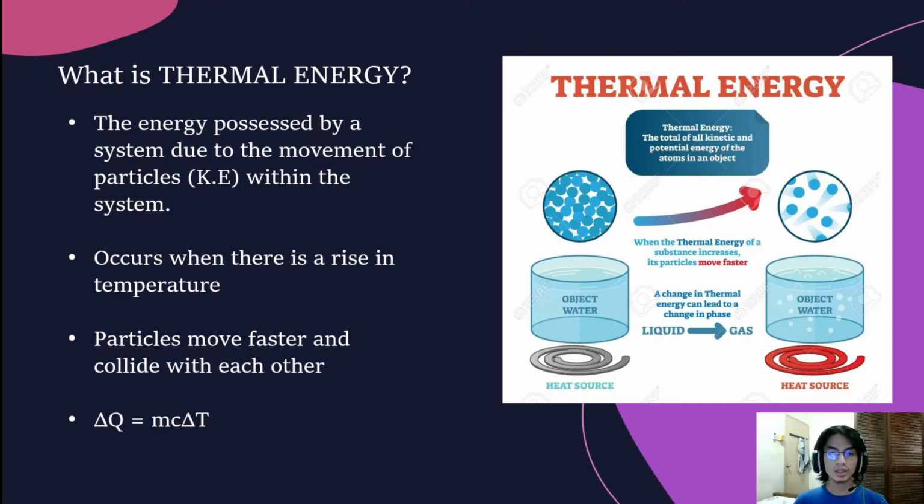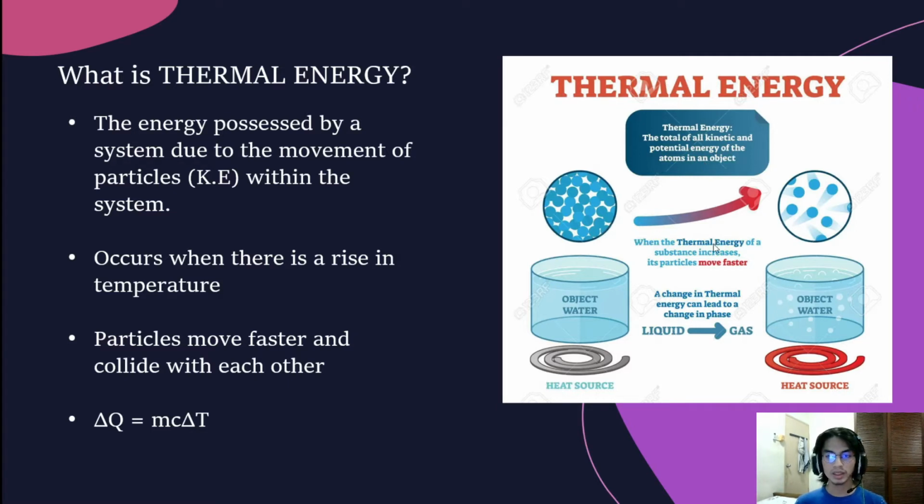So how does thermal energy happen? Thermal energy occurs when there is a rise in temperature. When there is a rise in temperature, this will cause the particles in the system to move faster and collide with each other. This collision will generate the energy in the system, which in this case is the thermal energy. As you can see on the slide on the right, thermal energy is the total of all kinetic and potential energy of the atoms in an object.